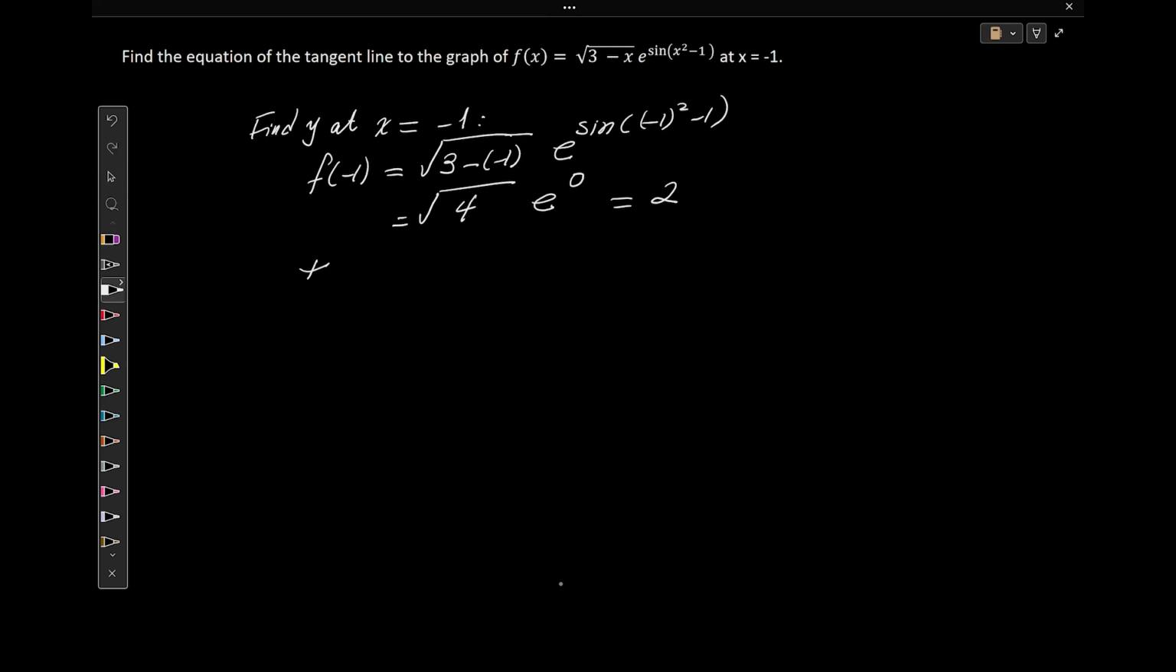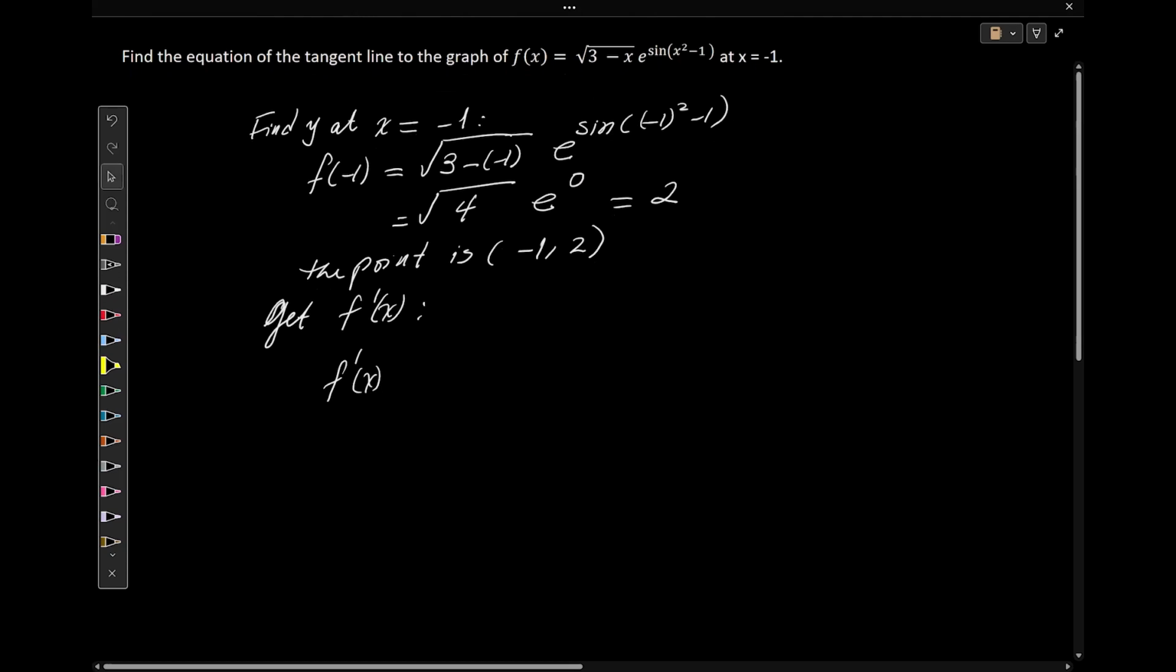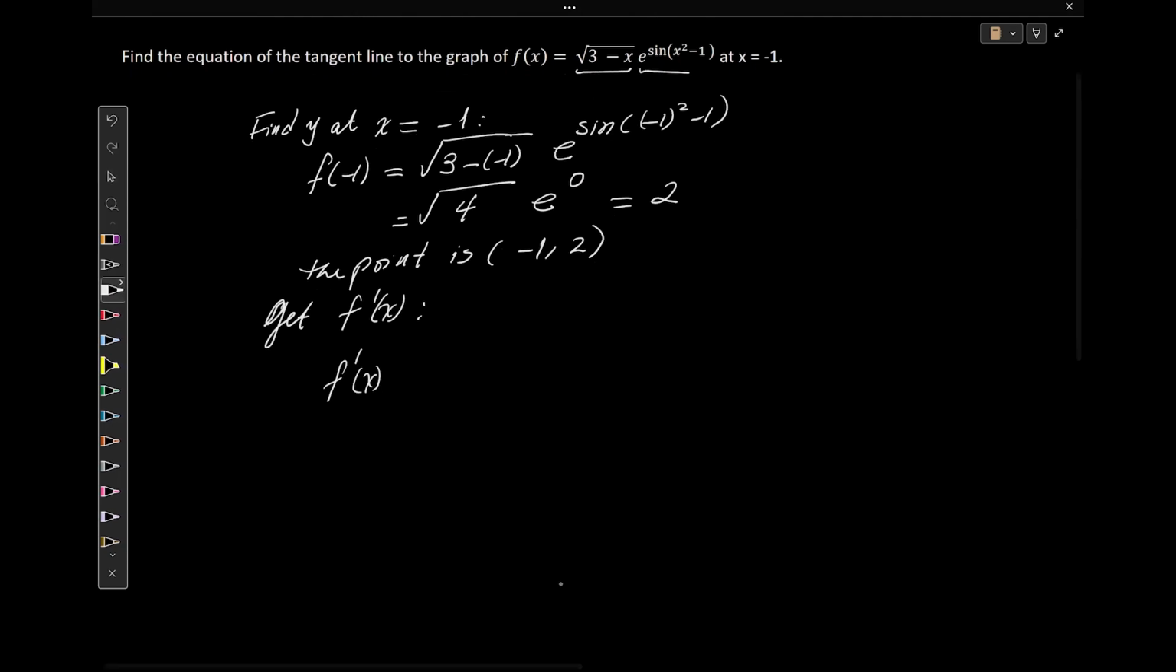So the point is -1, 2. We need a slope. We have a point, we need a slope. So get f prime of x, or y prime. So f prime of x, again, what do I see here? I don't see a root, I don't see an exponential. I see one function times another function, immaterial of what they're composed of. So this is my f, and this is my g.